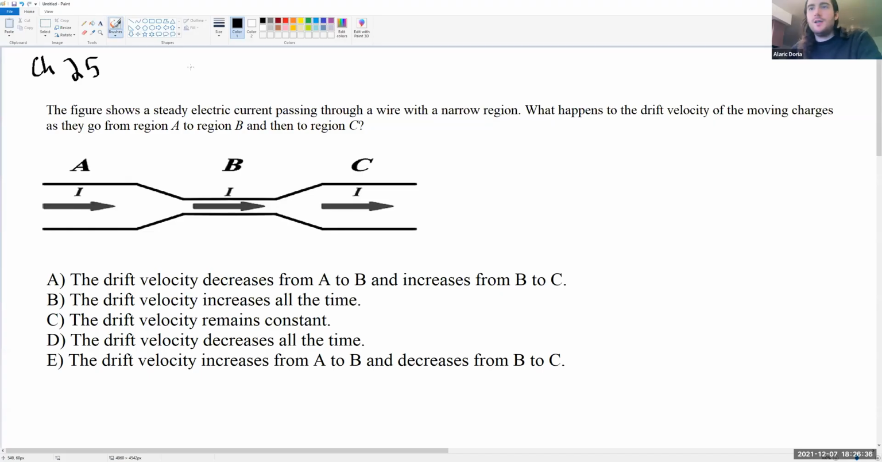Okay, for this question here, there's basically unanimous consent that the answer should be answer E. The drift velocity increases from A to B and decreases from B to C. This is the correct choice.